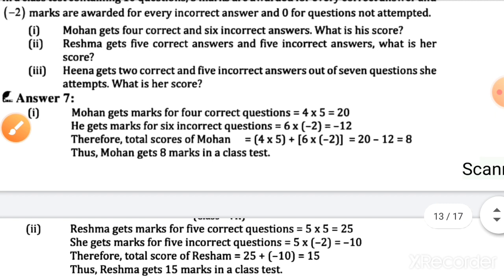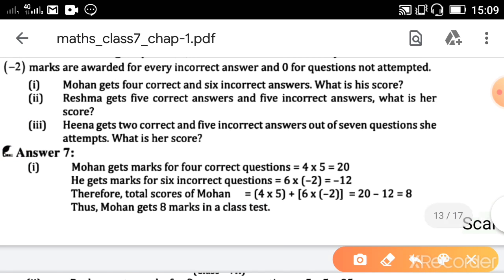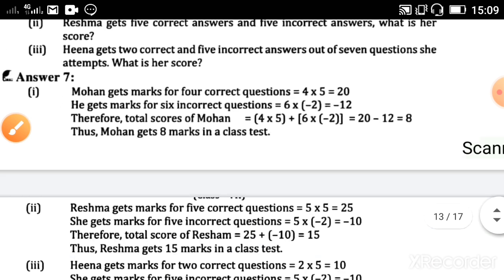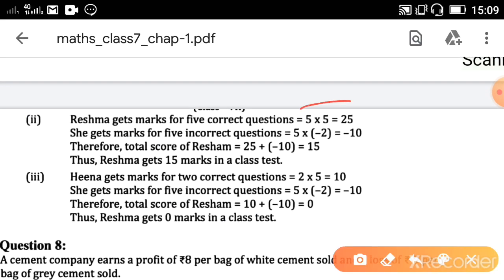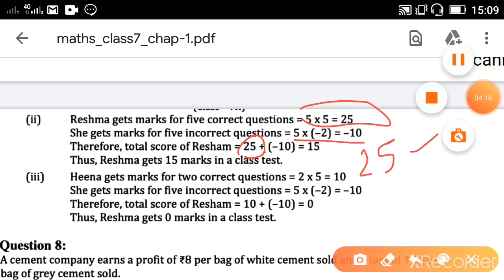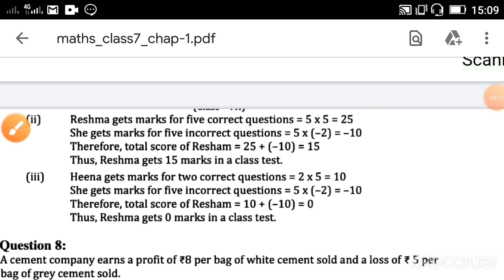Second one, Reshma gets 5 correct answers and 5 incorrect answers. What is her score? 5 correct and 5 incorrect. For correct answers, 5 into 5 is equal to 25. Incorrect answers, 5 into minus 2 is equal to minus 10. Simply add them up. 20 plus minus 10, it means here 25 is there, sorry. 25 plus minus 10. So it is 15. Thus Reshma gets 15 marks in the class test.